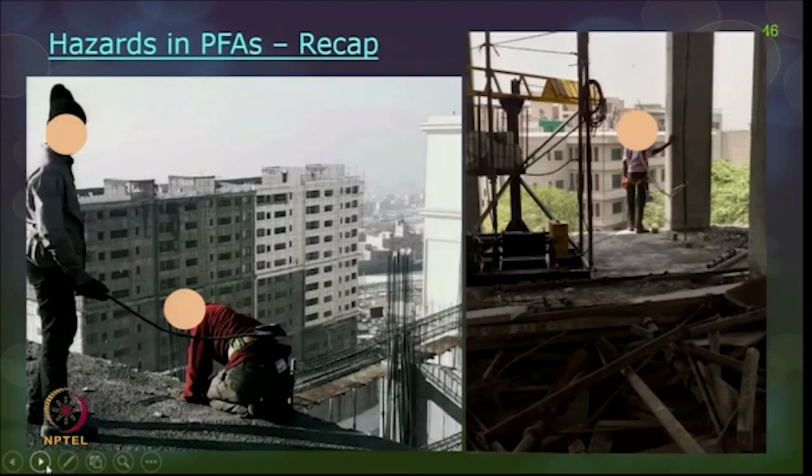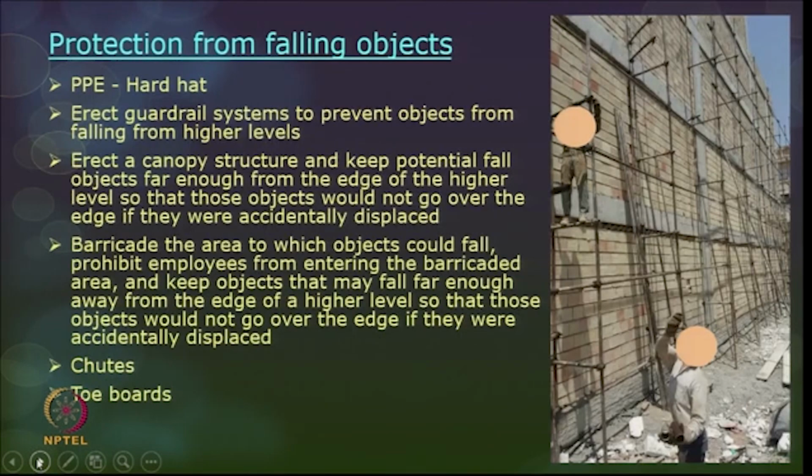These are some of the hazards in personal fall arrest systems. For example, this is not a permanent anchor. The lanyard is not connected properly to a permanent anchor, and this person is actually used as an anchor for the lanyard. Again, these are not proper ways of using a lanyard.